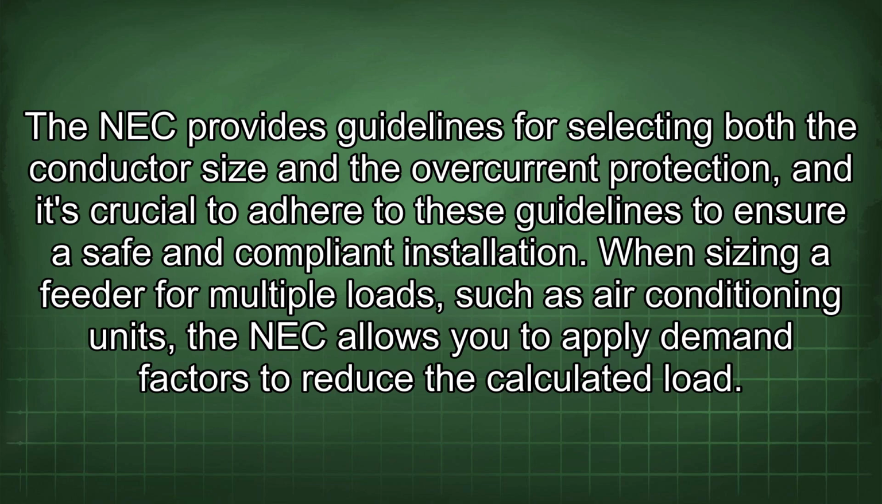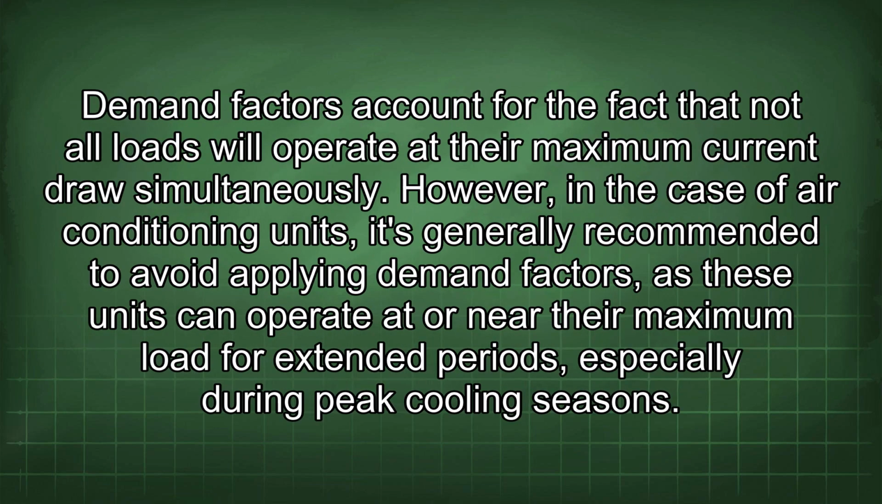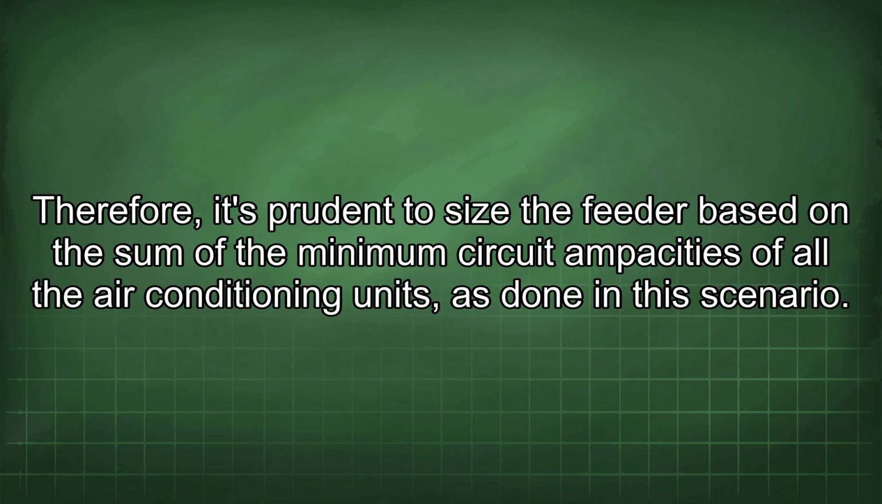When sizing a feeder for multiple loads, such as air conditioning units, the NEC allows you to apply demand factors to reduce the calculated load. Demand factors account for the fact that not all loads will operate at their maximum current draw simultaneously. However, in the case of air conditioning units, it's generally recommended to avoid applying demand factors, as these units can operate at or near their maximum load for extended periods, especially during peak cooling seasons. Therefore, it's prudent to size the feeder based on the sum of the minimum circuit ampacities of all the air conditioning units, as done in this scenario.